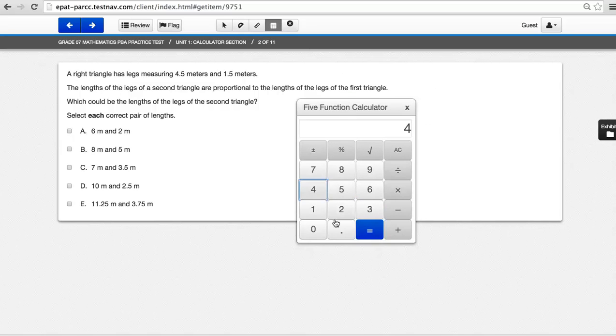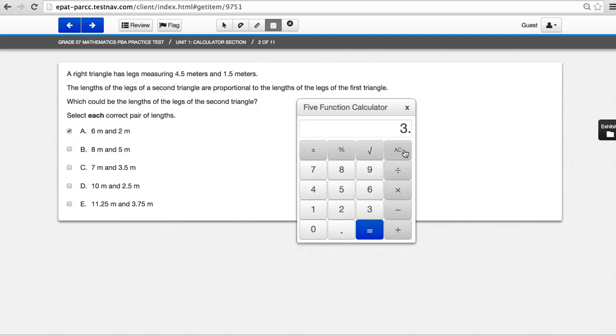I'm going to take 4.5 and divide it by 1.5. And I'll see that the relationship is 3. So basically, if I divide each of these numbers by each other, I should get the number 3. So let's take the first one. Clearly, 6 divided by 2 will get me 3. So answer choice A is going to work.